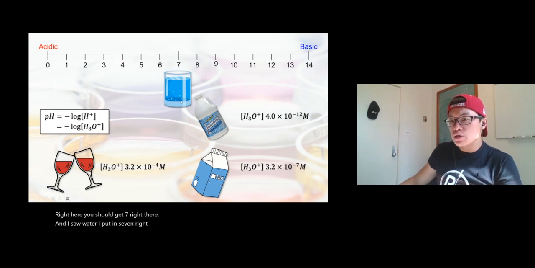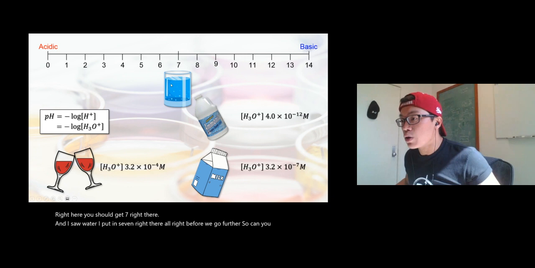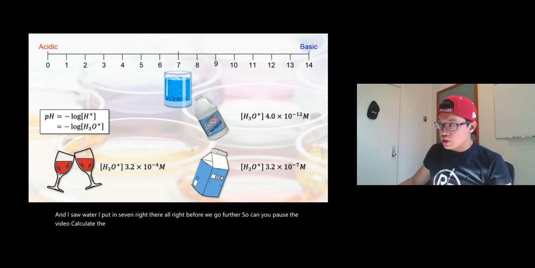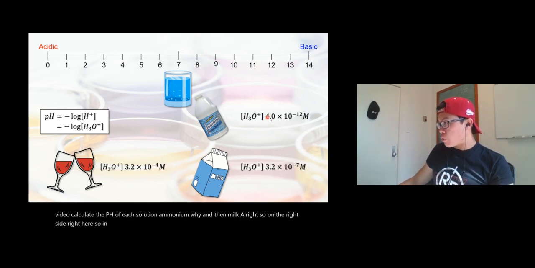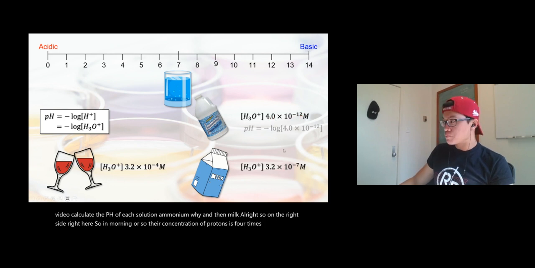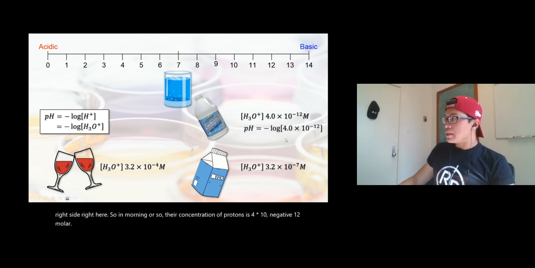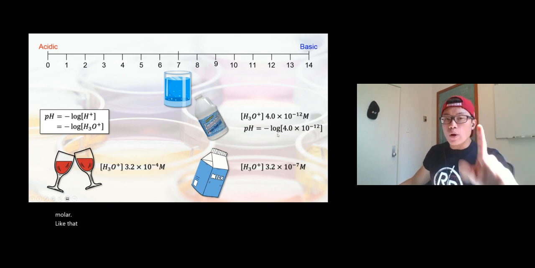Before we go further, can you pause the video and calculate the pH of each solution: ammonia, wine, and then milk. All right, on the right side, for ammonia, the concentration of proton is 4 times 10 to the negative 12 molar.